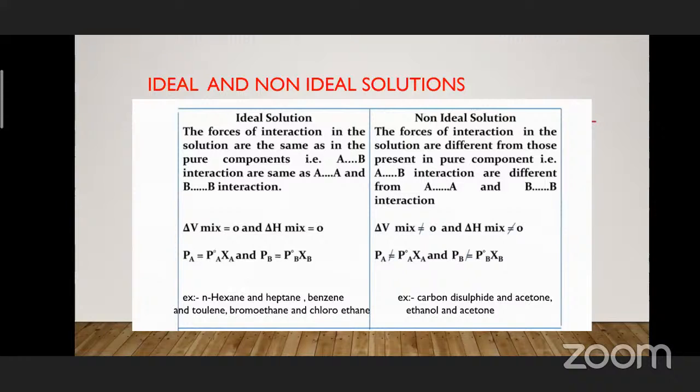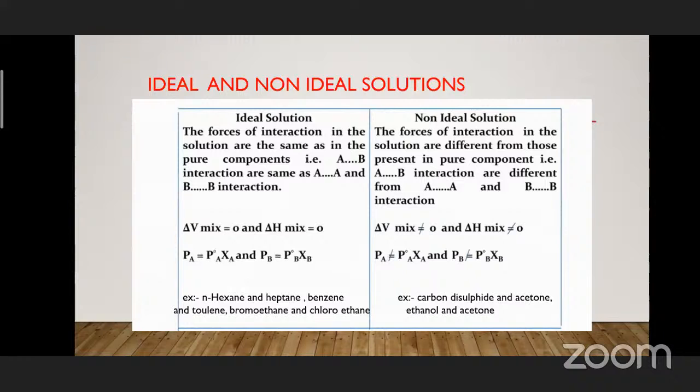Now let us go into the further part of the chapter. The solutions which obey Raoult's law are called ideal solutions, and the solutions which do not obey Raoult's law are called non-ideal solutions. Non-ideal solutions are also called real solutions. So now let us see why a solution behaves as an ideal solution, and why a solution behaves as a non-ideal solution.